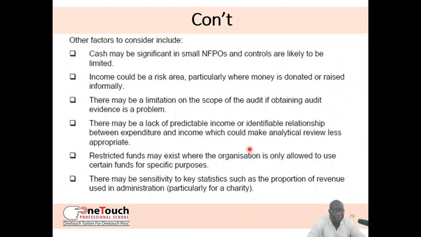Other factors which you need to consider include cash may be insignificant in small not-for-profit organizations, and controls are likely to be what? Limited. Yes. So all those things are there. Income could be a risk area. There may be limitation on the scope of the audit if obtaining audit evidence is a problem, and so forth and so forth. Thank you very much.